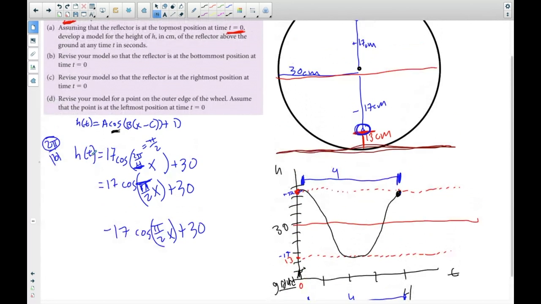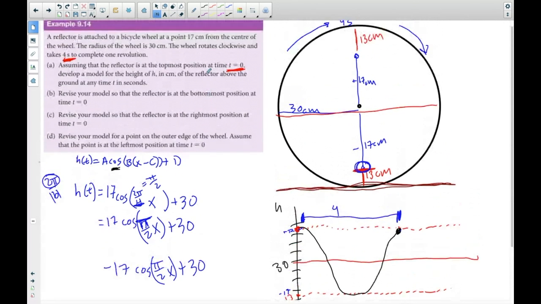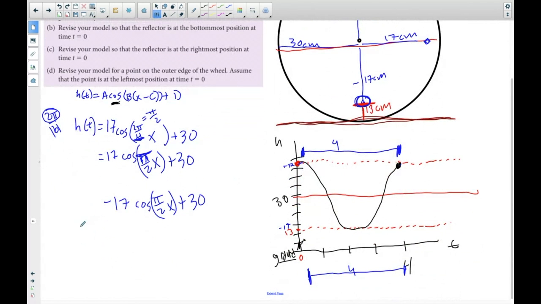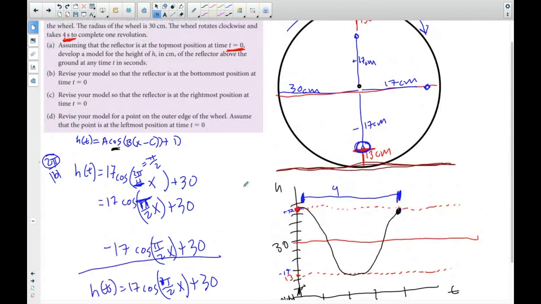Now for part C, it says revise your model so the reflector is at the rightmost position. You want to see when your reflector is going to be right here. Again, it's still 17. So this is where the whole transformations comes in. I start back with my regular function, this equals 17 cosine, sorry, pi over 2 x plus 30.